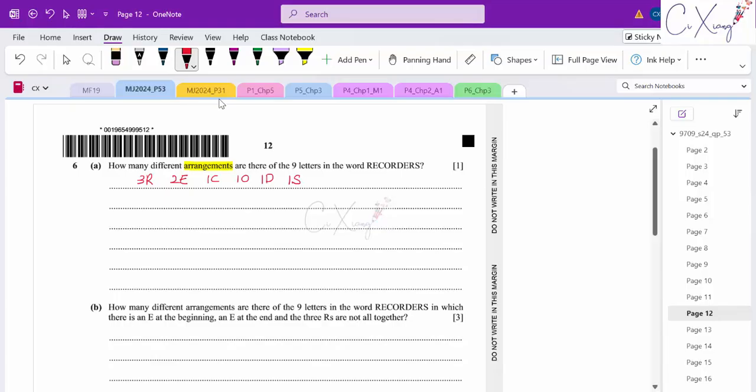To arrange them, arranging 9 items should be 9 factorial. Then divided by what? You have 3 identical R, so you have to divide by 3 factorial. You have 2 identical E, so you also divide by 2 factorial. So this is your number of arrangements for this question.